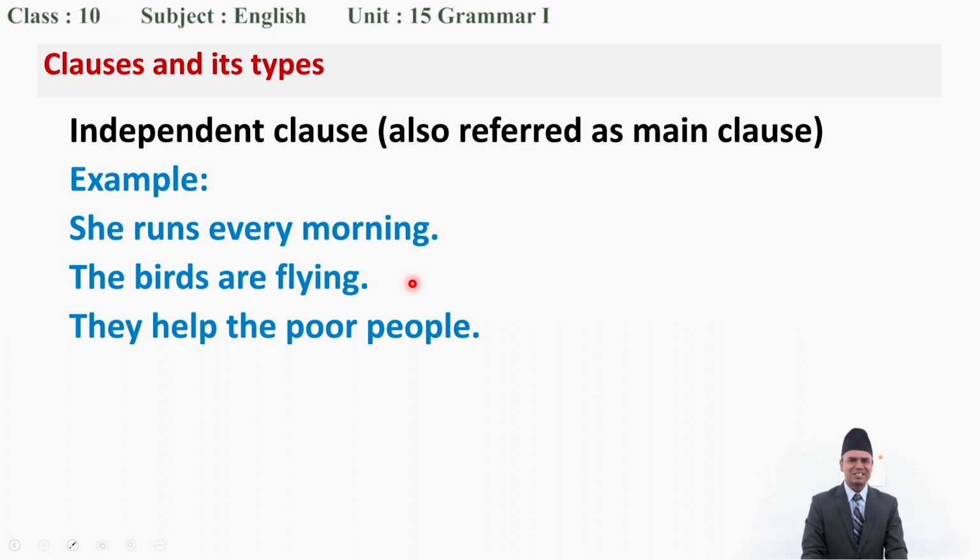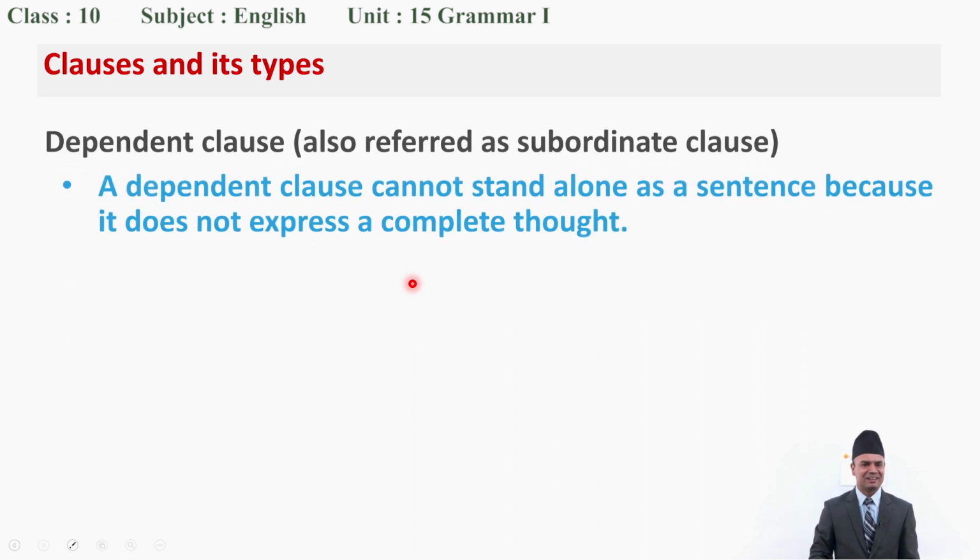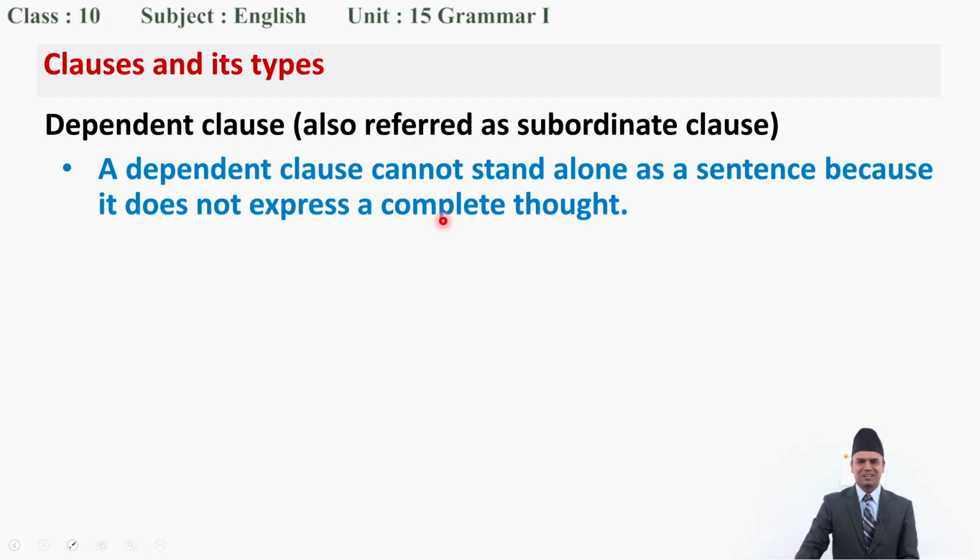Now we are going to discuss the dependent clause. See, a dependent clause is also referred to as a subordinate clause. Subordinate clause means incomplete, okay? Incomplete clause. A dependent clause cannot stand alone as a sentence because it does not express a complete thought. It is not complete by itself. It doesn't give complete meaning. There is something lacking, okay, my dear students? The sentence is not complete. There is something lacking, and that's why it is a dependent clause.